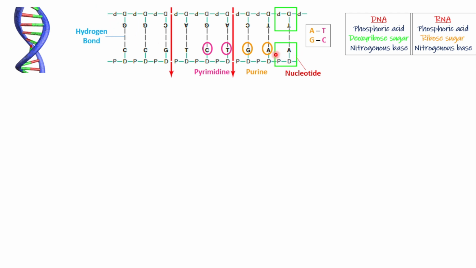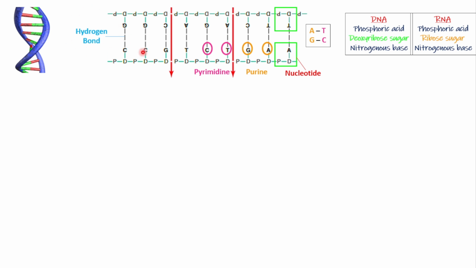This is one nucleotide and this is the other nucleotide, each with phosphoric acid, deoxyribose sugar, and the nitrogenous base. The bond between the two nucleotides, this bond, is a covalent bond, whereas the bond between the two chains, or the nitrogenous bases, is a hydrogen bond.